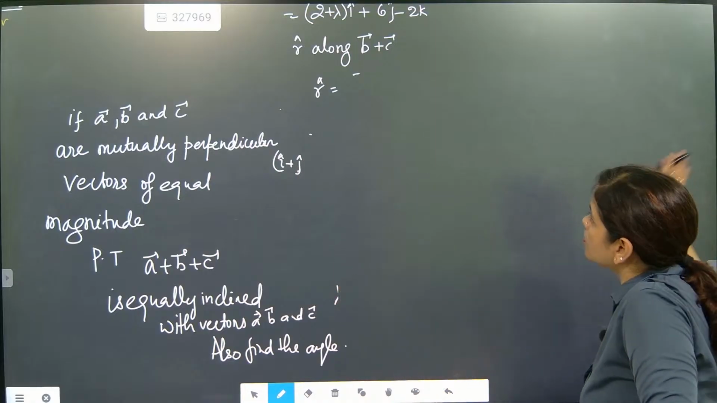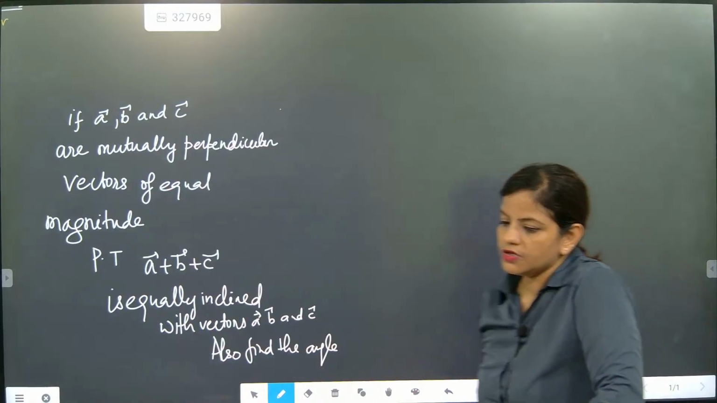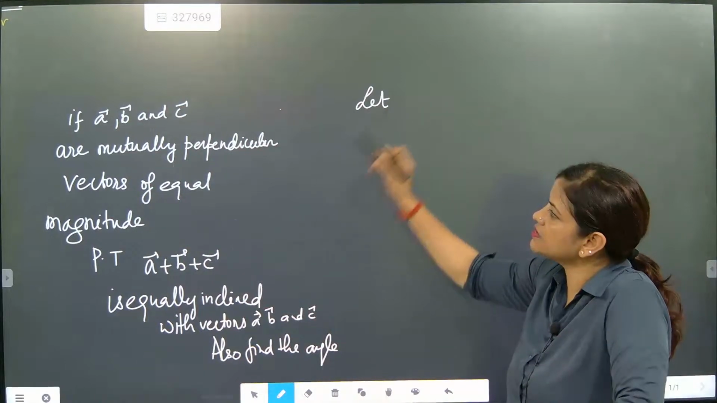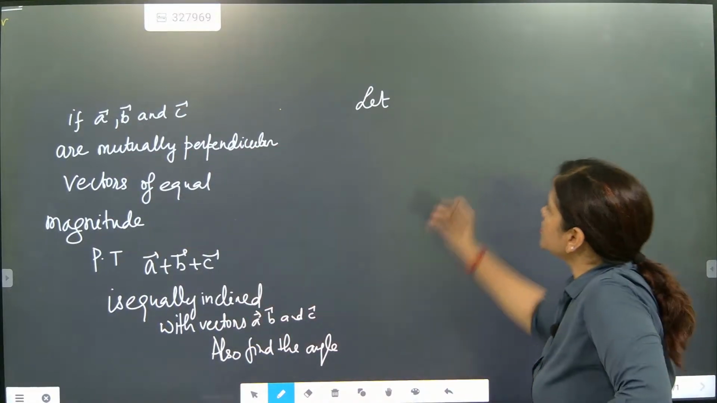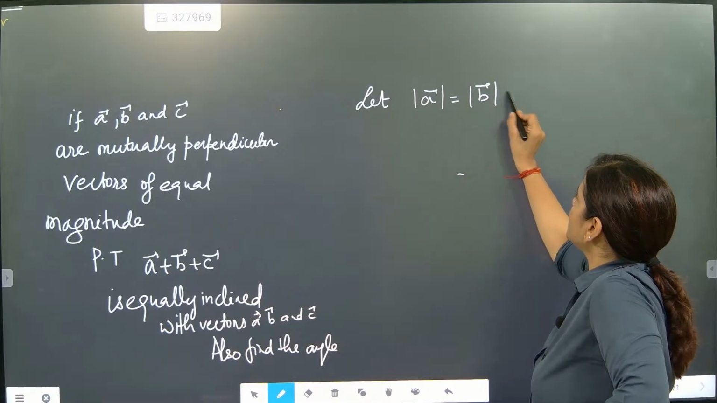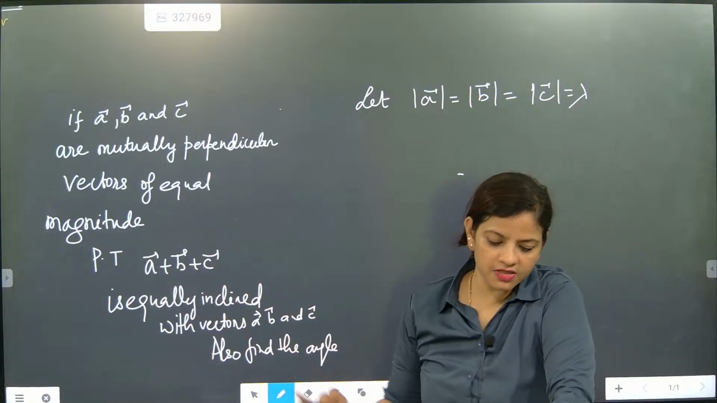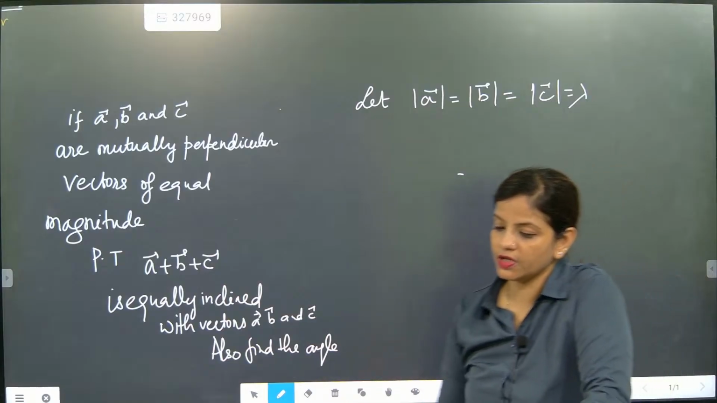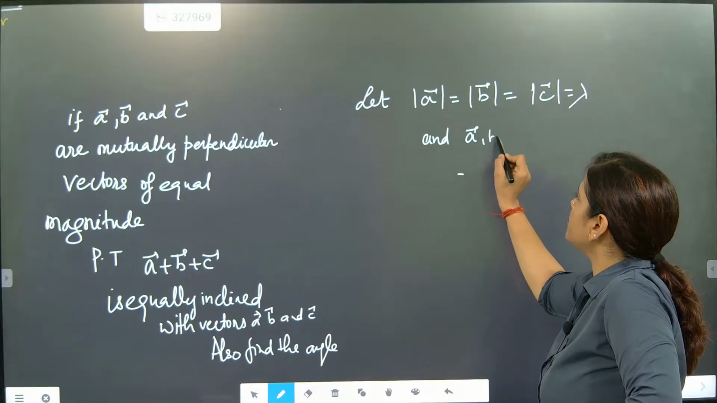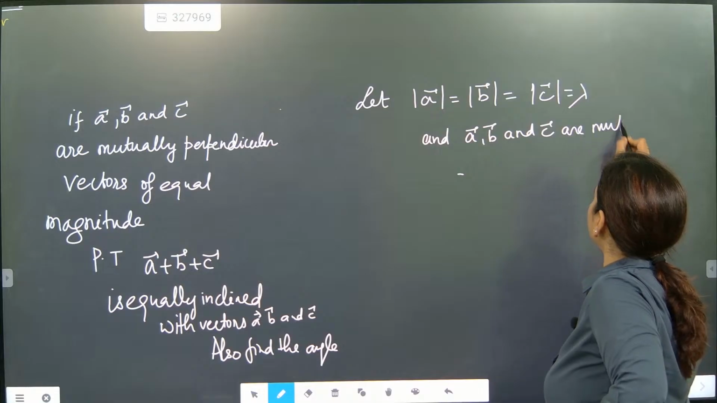Now please note down, this is the most important section. So now first work what we are going to do, beta, we will assume, because these vectors are equally inclined now. So let's talk about their modulus. So the modulus of this vector is equal to the modulus of this vector, and it will have some value, take it as lambda say. Now they are mutually perpendicular, and they have also told that A vector, B vector and C vector are mutually perpendicular.